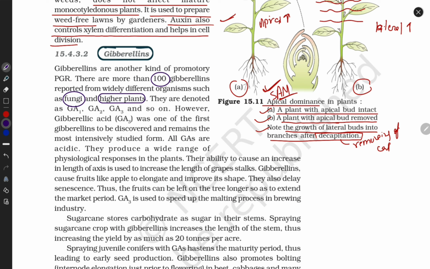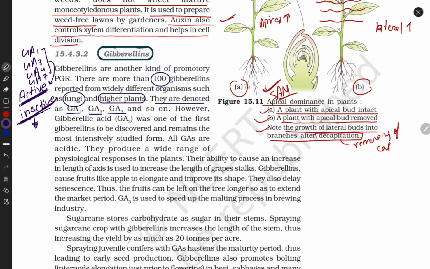Clear guys? Very clear. Now many forms are denoted by GA1, GA2, GA3, GA4 and so on. Some forms are active and some forms are inactive. Forms like GA1, GA3, GA4 and GA7 are the active forms of gibberellins and the remaining are the inactive forms. Then, if a function is required, they also become active.